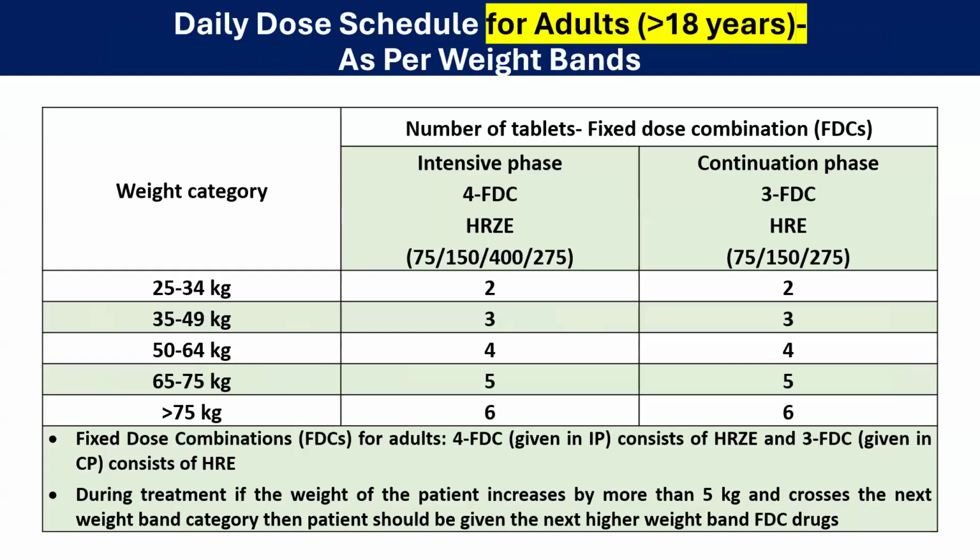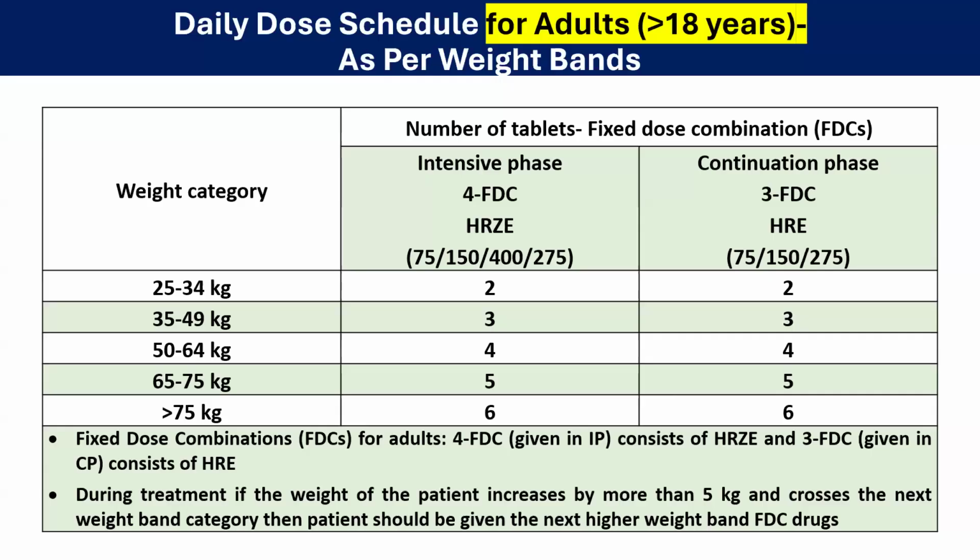So the daily dose for adults more than 18 years, I think it is a self-explanatory slide. The fixed dose combinations, as we said, like the 4 FDC for the 2 months of intensive phase, will contain the SRZE, and for the continuation phase, it will be 3 FDC. So these are the fixed dose combinations based on the weight category.